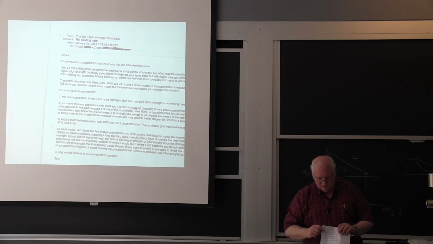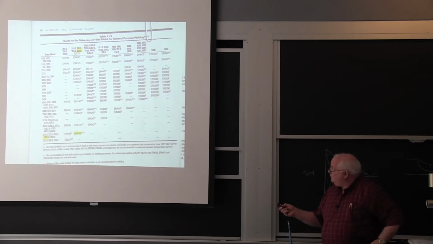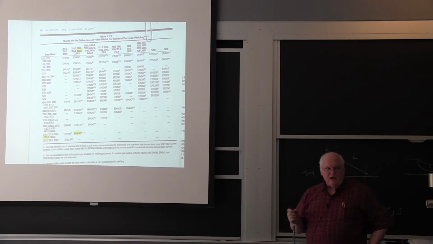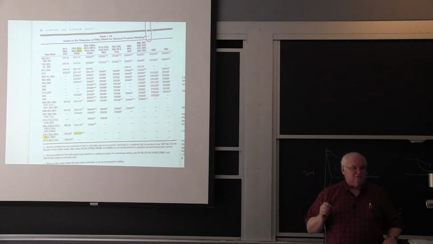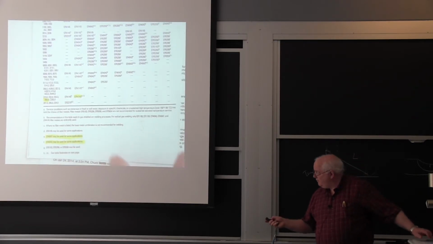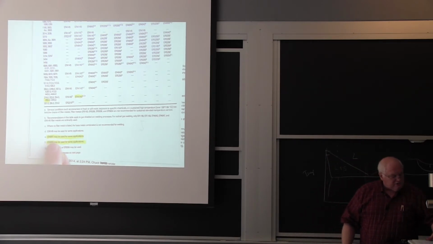So if I look at a table, this is the same table I showed you before, and if I'm at 355 casting and I'm going to weld it to 355 casting, I should use 4145. And if I look at the footnotes here, it will tell me 4145 will give me the maximum strength. Okay? And if I read the other footnotes, it will say 4047 may be used for some applications, 4043 may be used for some applications.